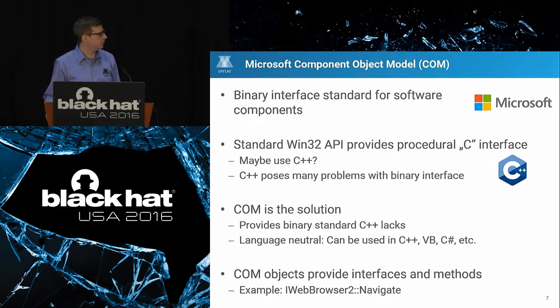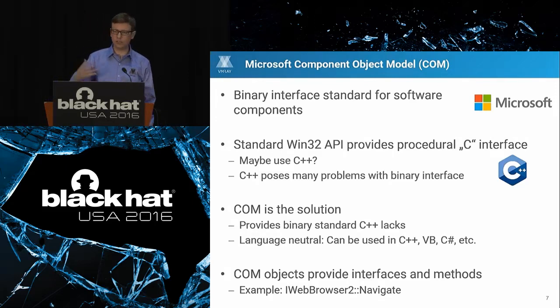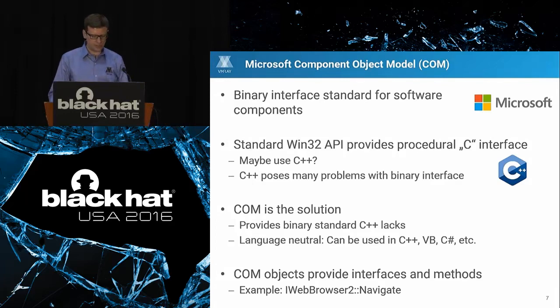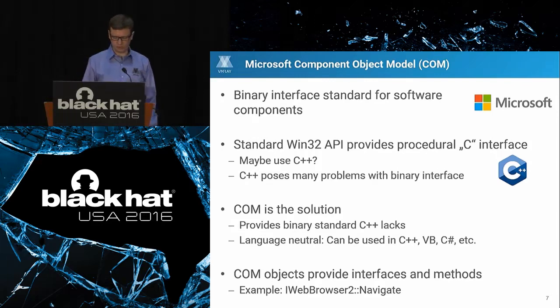Over here you can see that the IWebBrowser2 interface is basically an interface that is provided by Internet Explorer. And these interfaces, you can think of them just like classes in C++ or in Java. And they have different methods, such as in this case the Navigate method, which can then have all kinds of parameters. Interface names and methods are typically separated using these two colons.